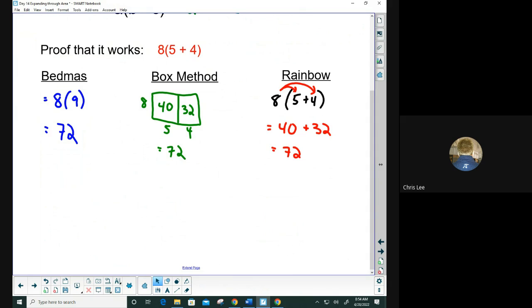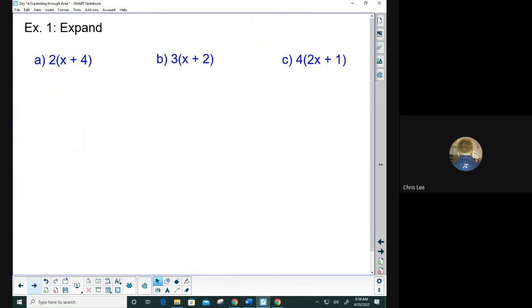So since we get 72 regardless of the method, all of these methods are valid. You get to pick and use whichever one you want. For me, in this question, I think BEDMAS would be easiest, right? You do the adding, and then you multiply by 8. But it's good to know the other methods work. And why is it good to know? Because sometimes the multiplying you're doing is this.